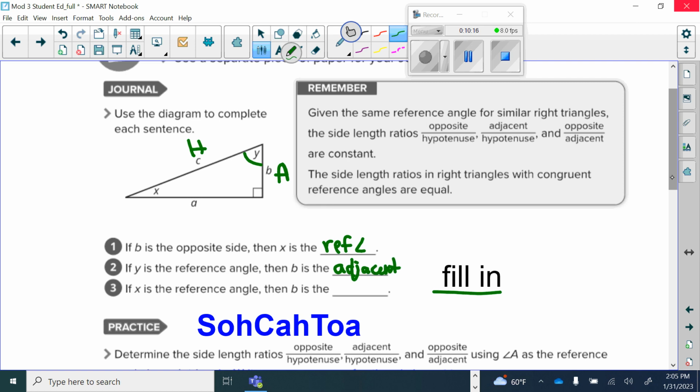And lastly, if x is the reference, so now we change it, make x the reference, then b is called the what? Opposite. OPP for opposite, or you can spell out opposite.